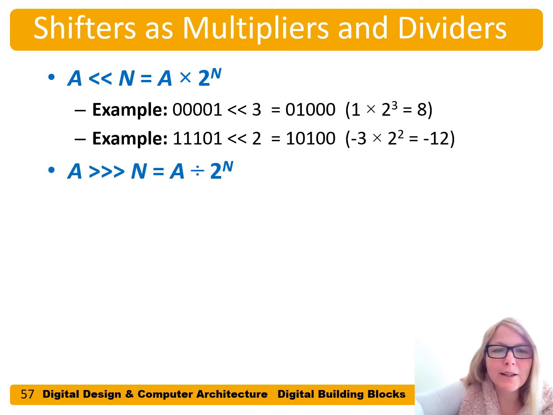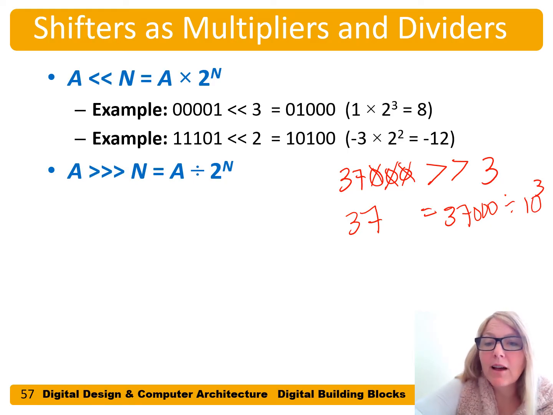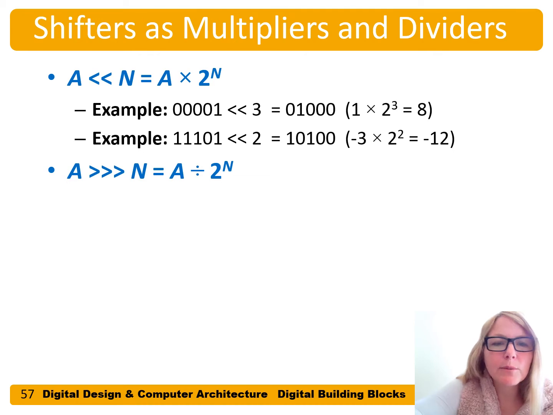Right shift is the opposite, right? When we right shift and specifically use arithmetic right shift, that's a symbol for arithmetic right shift, by n bits, it's the same as dividing by 2 to the n. And we can do our decimal analogy. Again, let's say we had some number 37,000, and we shift it right by 3 digits. Those 3 fall off, and 37,000 becomes 37. That's the same as the original number, 37,000, divided by the base 10 to the number of digits we shifted right. So divided by 10 to the 3. So 37,000 divided by 1,000. Yep, that's 37. So same principle here.